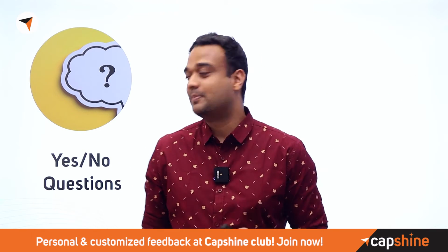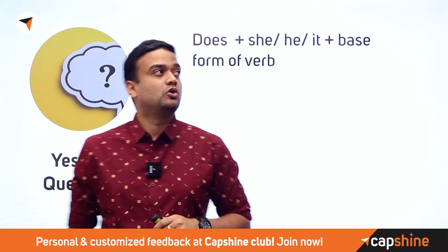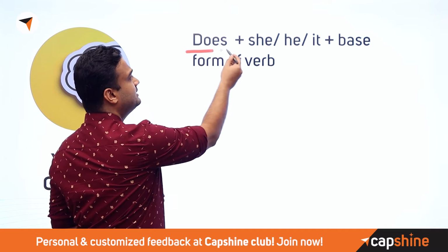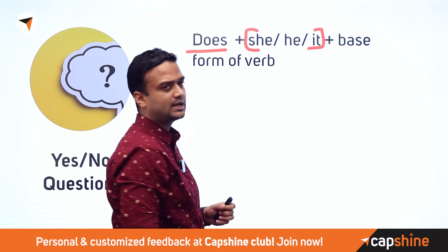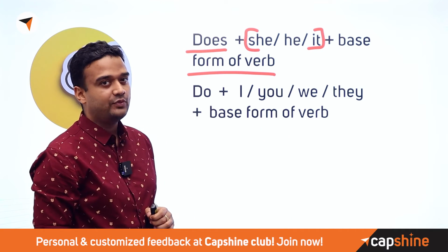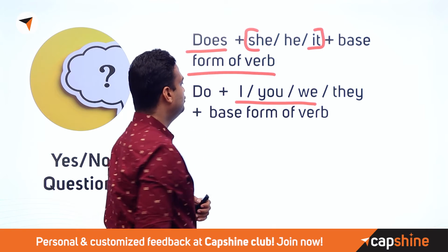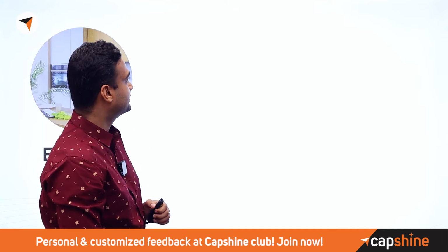Right, let's talk about yes or no questions. When you want to create a yes or no question, the construction for this is you use does, the singular pronouns or the singular subjects, and the base form of verb. Again, remember, without the S or the ES ending. For plurals and I, you use the same format as well. Let's look at some examples.